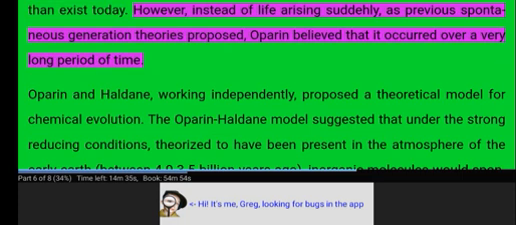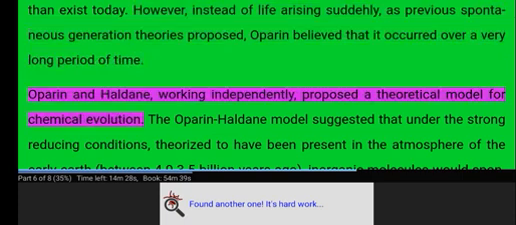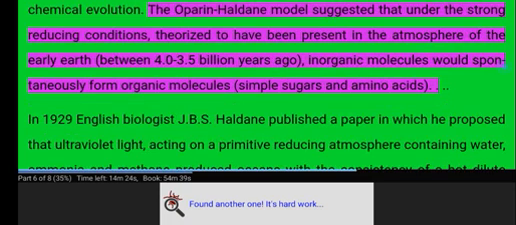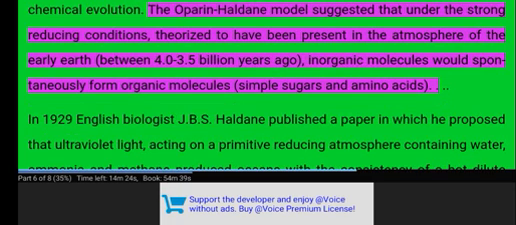However, instead of life arising suddenly, as previous spontaneous generation theories proposed, Oparin believed that it occurred over a very long period of time. Oparin and Haldane, working independently, proposed a theoretical model for chemical evolution. The Oparin-Haldane model suggested that under the strong reducing conditions, theorized to have been present in the atmosphere of the early Earth between 4.0–3.5 billion years ago, inorganic molecules would spontaneously form organic molecules, simple sugars and amino acids.